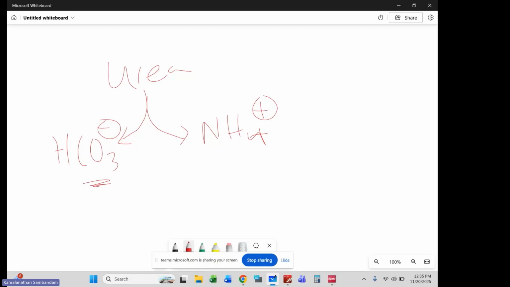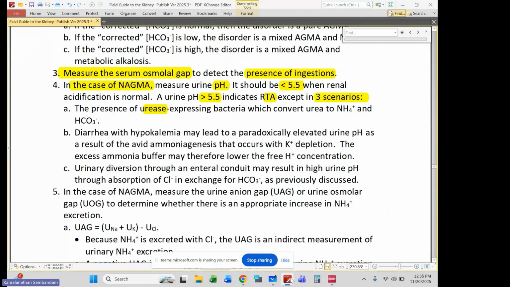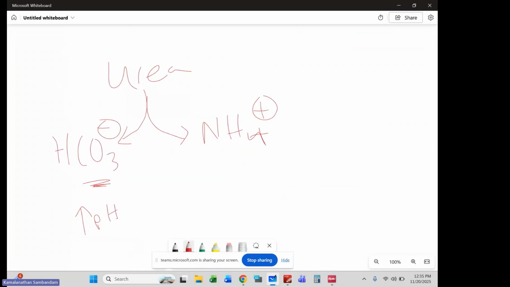The bicarbonate raises my urine pH, right? So I might have a high urine pH even though I have no RTA. If somebody has a urea-splitting UTI, that would be an exception where a urine pH may not be indicative of an RTA. Now, if I have severe hypokalemia, that can be a scenario in which my urine pH is not so low, okay? We've gone over these concepts, so I can go reasonably quickly.